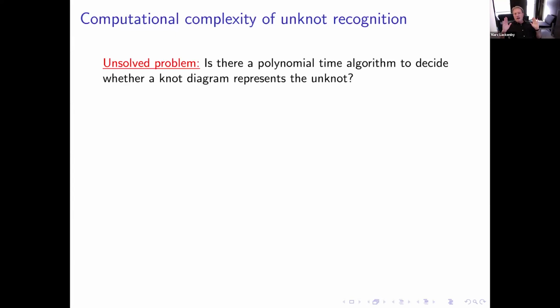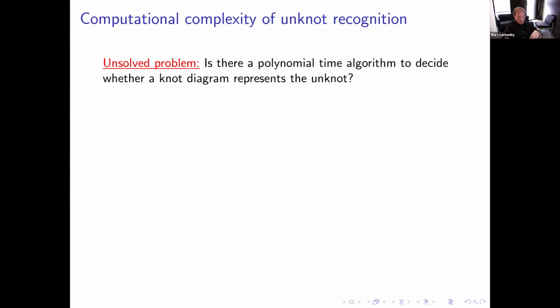The big unsolved problem in this area, and I view this as one of the main unsolved problems in knot theory, is: is there a polynomial time algorithm to decide whether a knot diagram represents the unknot? So we have a polynomial upper bound on Reidemeister moves. But that doesn't give you a polynomial time algorithm. It gives you an exponential time algorithm.